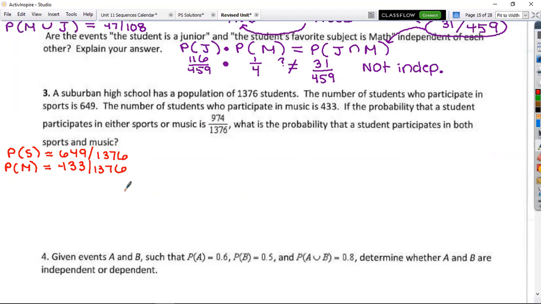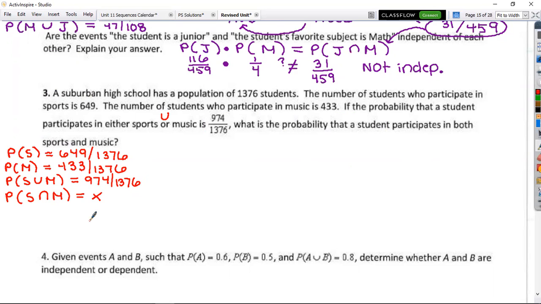Then you are given the probability that they participate in either sports or music. So this is a union again. So probability of sports or music equal to 974 over 1376. What is the probability of participate in both? So we want the probability of S and M. I'm going to do the same thing. How about X for simplicity?